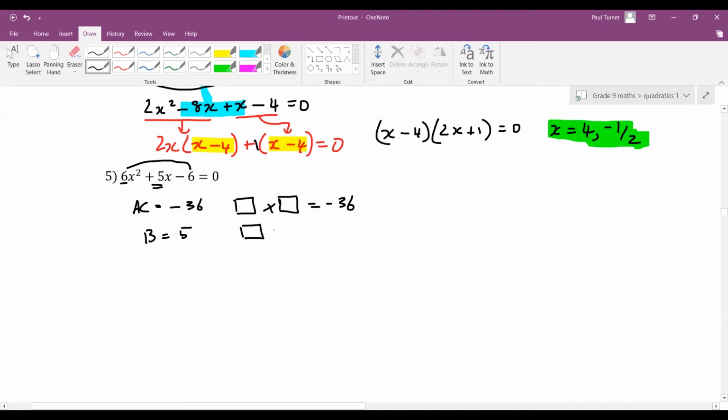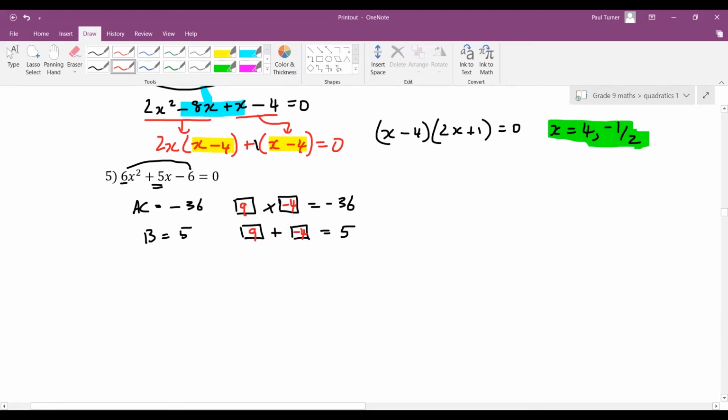So the two numbers will add to be 5. So in this case, you're going to have 9 and minus 4. It takes a little bit of guessing, but you'll get there eventually. So 9 and minus 4. These must be the same numbers in both sets.